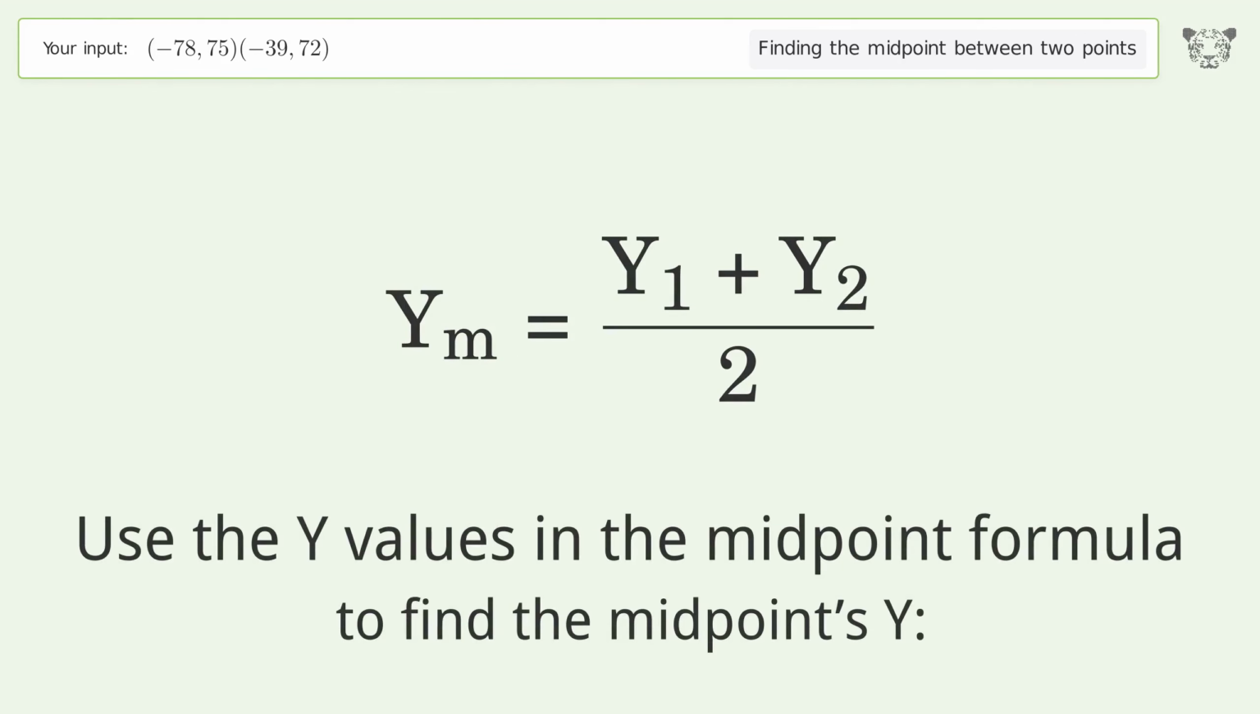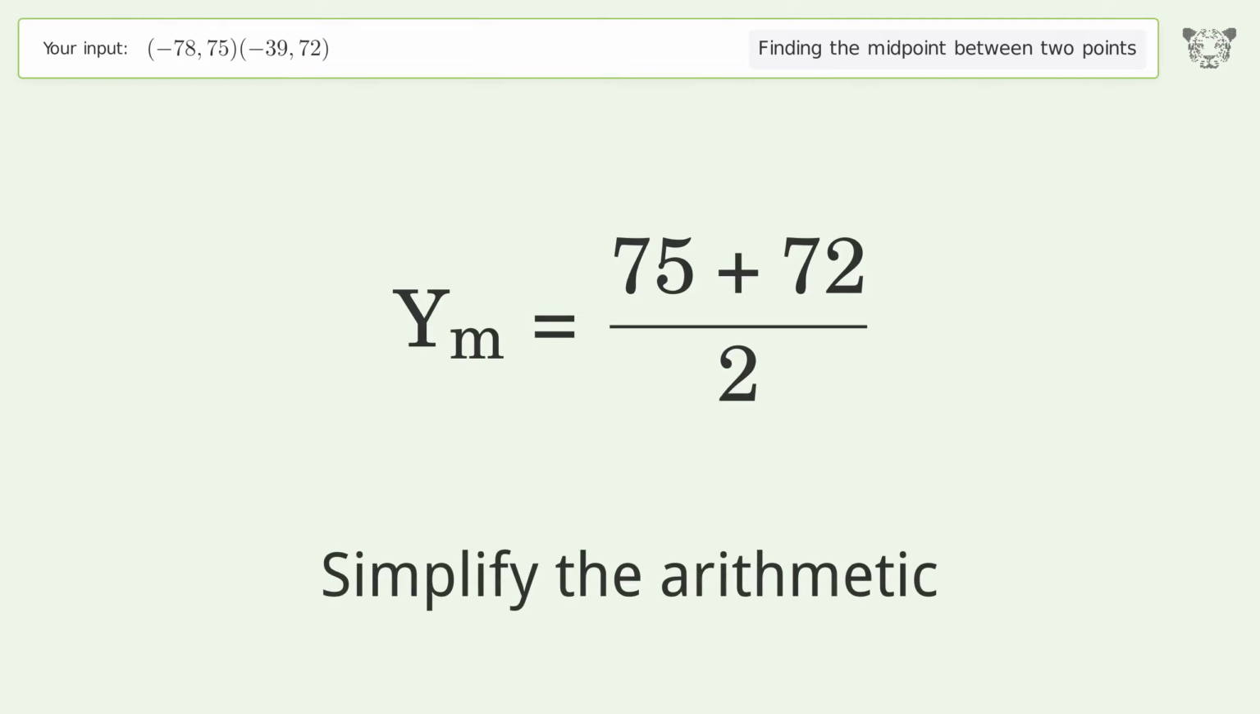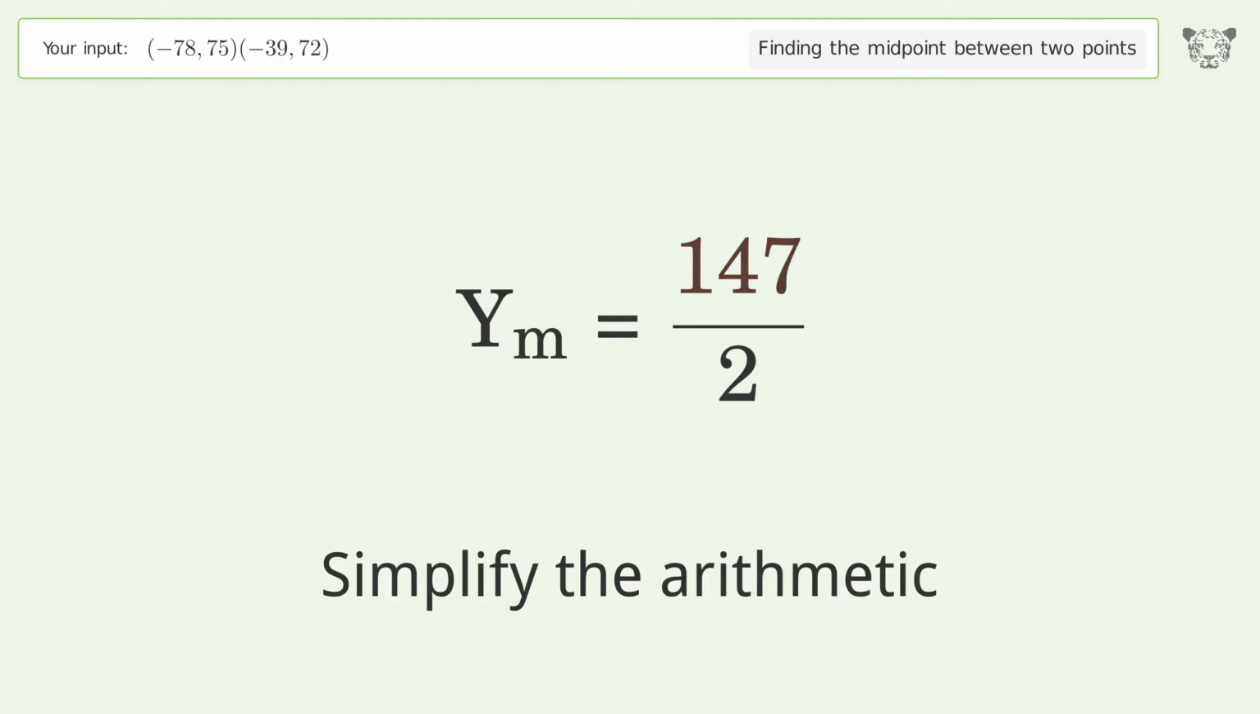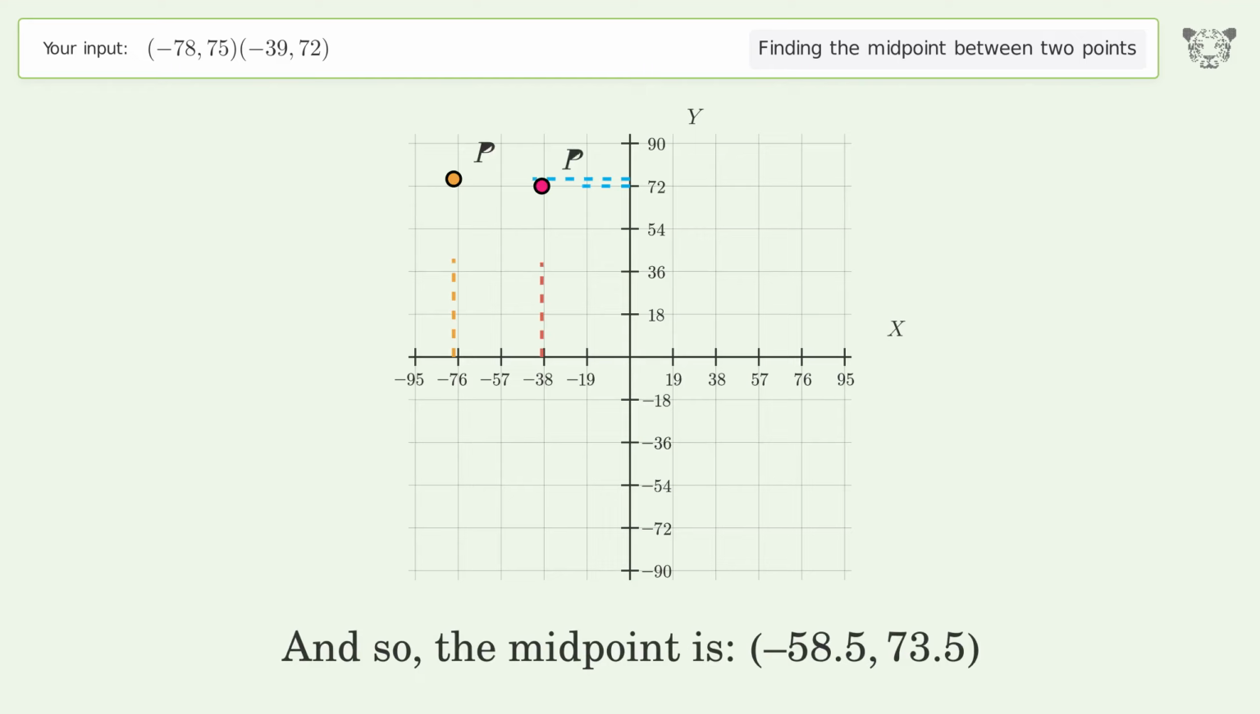Use the y values in the midpoint formula to find the midpoint's y. y1 equals 75. y2 equals 72. Simplify the arithmetic. And so, the midpoint is negative 58.5, 73.5.